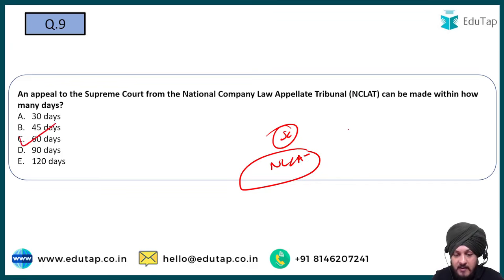60 days is the time limit within which the appeal must be filed to the Supreme Court against the NCLAT order. So this is something, 60 days, as a part of it.